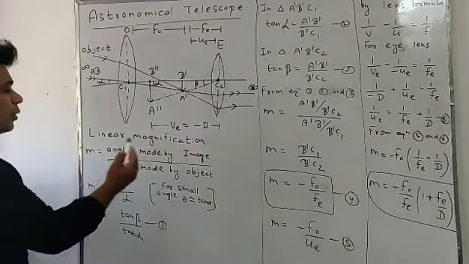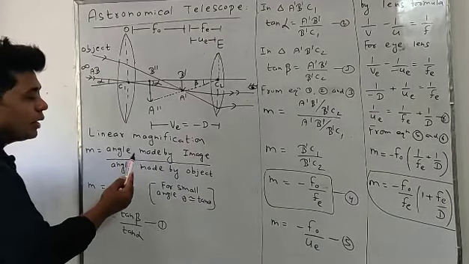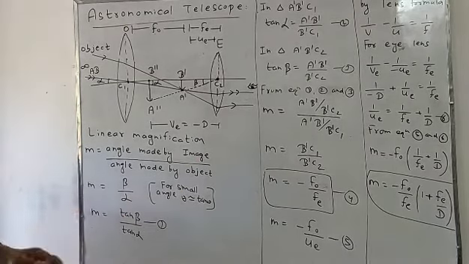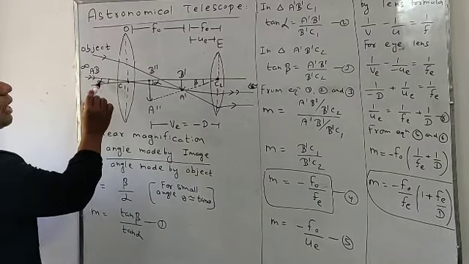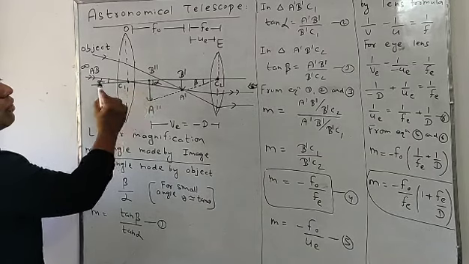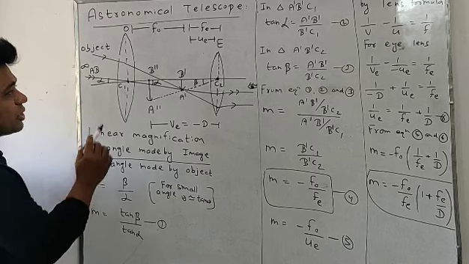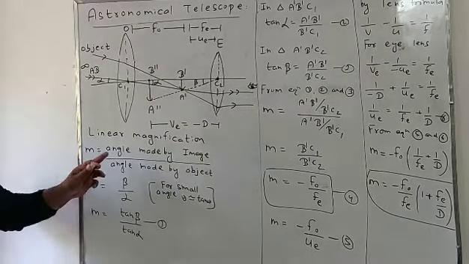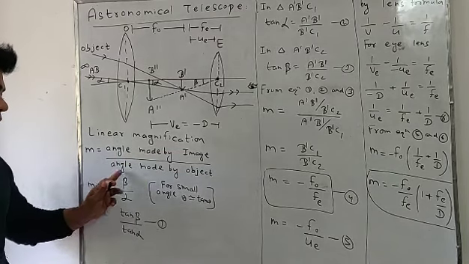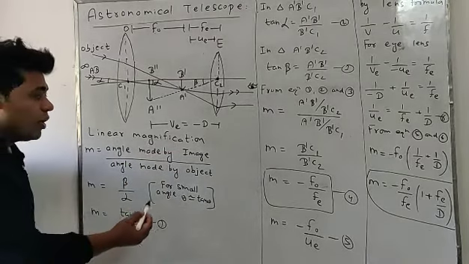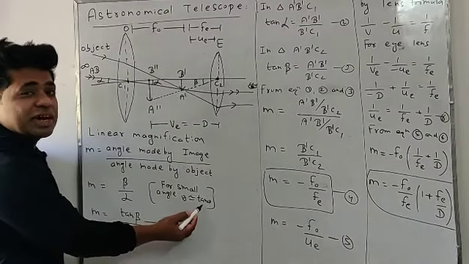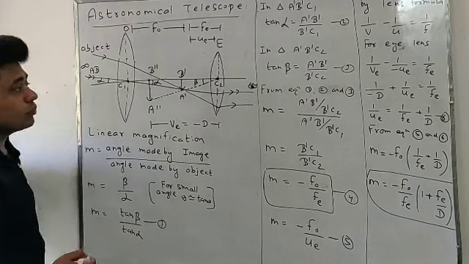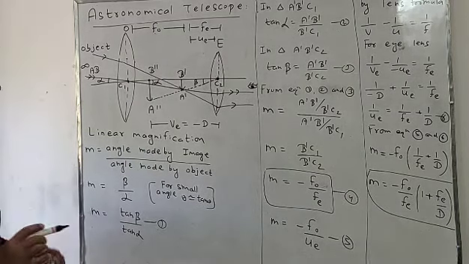magnification is represented by the angle made by the final image with the eye divided by the angle made by the object. The object is making angle alpha, and this final image is making angle beta with the eye. So the angle made by the image is beta, the angle made by the object is alpha. When the angle is very small, theta is written as tan theta. So beta is written as tan beta and alpha as tan alpha. Now basically we have to find tan beta and tan alpha.